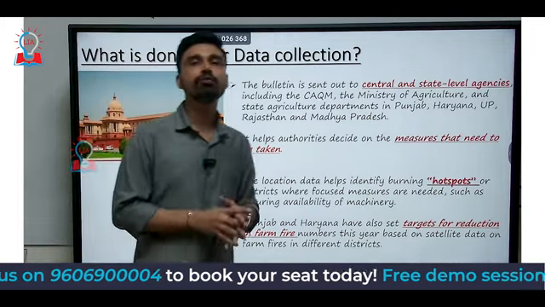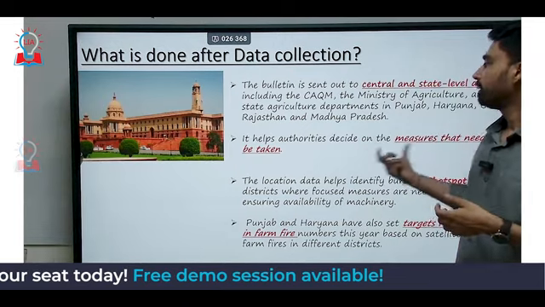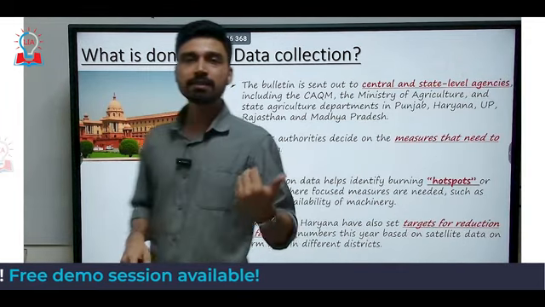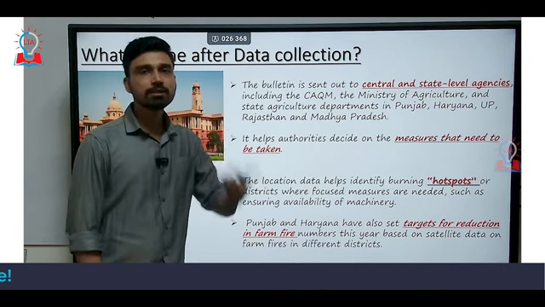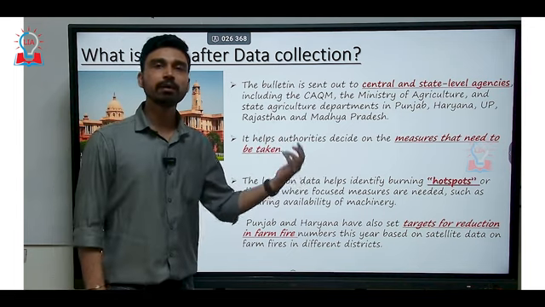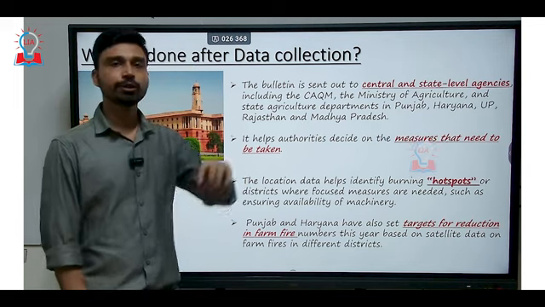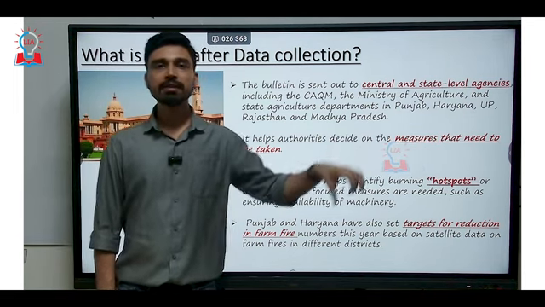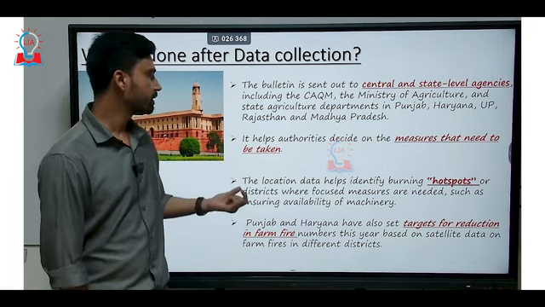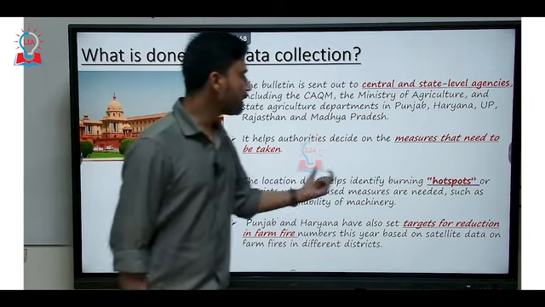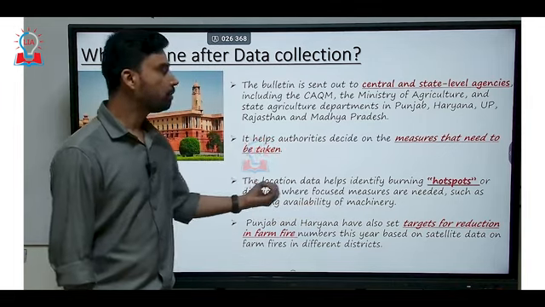If the incidents of farm fire are fewer in number, and the impact on atmospheric pollution is not clearly established, then they can take lenient decisions regarding the prevention of fire. On the other hand, if there is an urgent need to regulate farm fires, then that can be done as well. Apart from that, the location data accurately shows us where exactly most incidents of farm fires are observed. It also helps in identifying the burning hotspots or districts where focused measures are needed, such as ensuring availability of machinery.